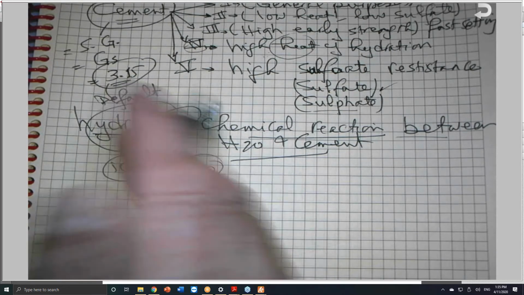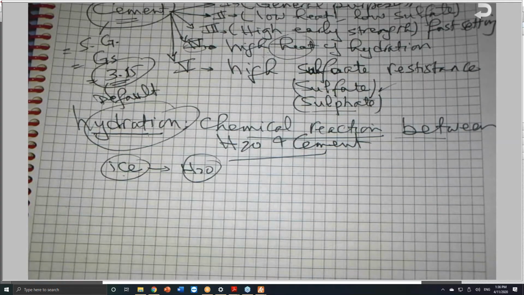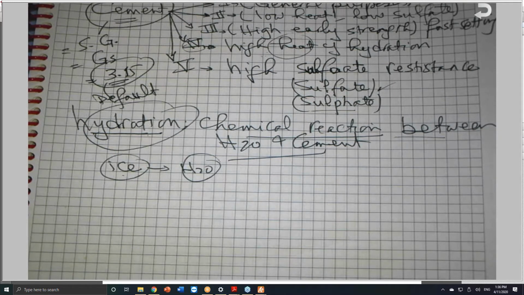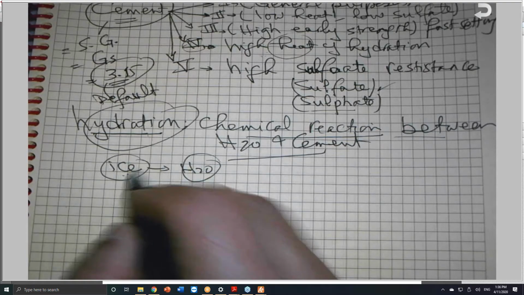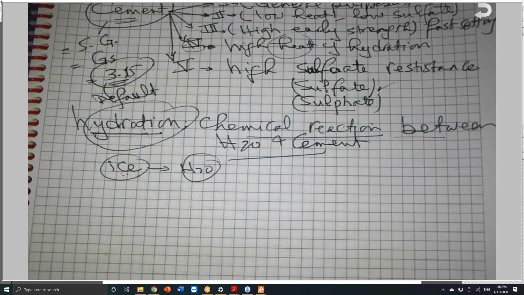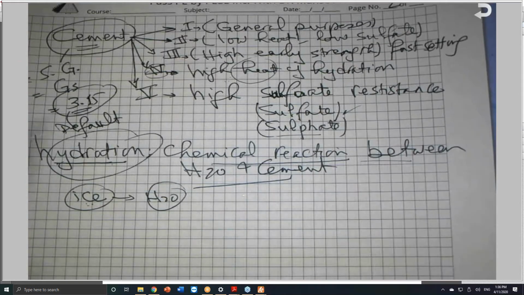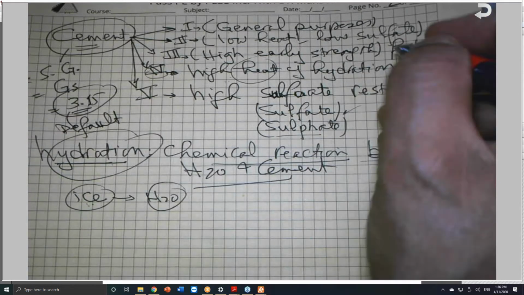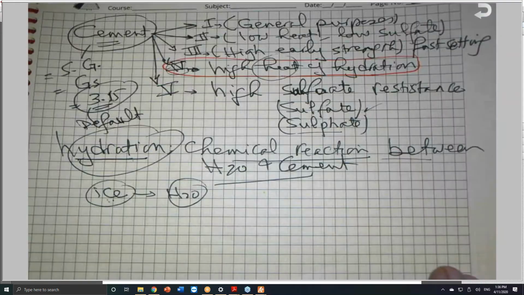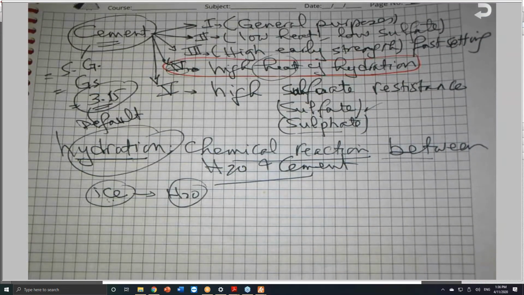They built an ice factory next to the site of the Hoover Dam. This is shown in the movie, by the way. If you watch the movie, you will see that they built a factory to produce ice, so they could put ice instead of water to reduce the heat, because this kind of cement was not available at that time. So the heat of hydration is an issue, and we need to be aware of that.